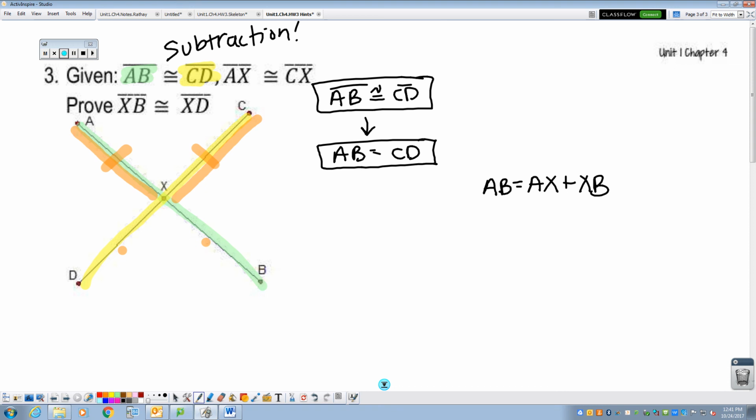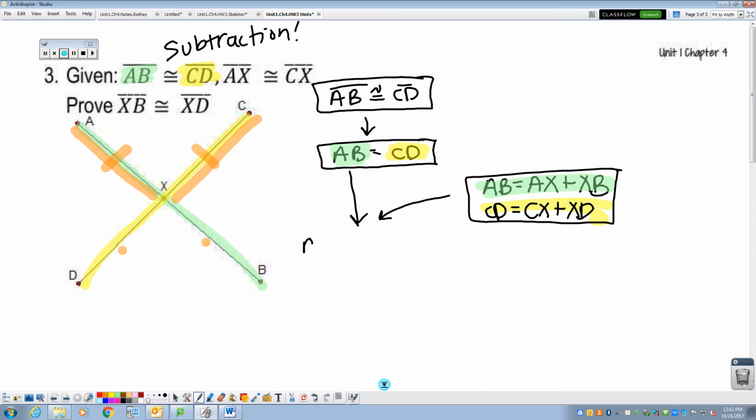And what about CD? So we replaced the green. Now the yellow, let's identify really what that yellow means. The yellow is CD, which equals CX plus XB. I'm breaking them down into pieces. That's good because my goal is to subtract. I want to be left with just some pieces. So if I combine these two boxes, I get AX plus XB equals CX plus XB.